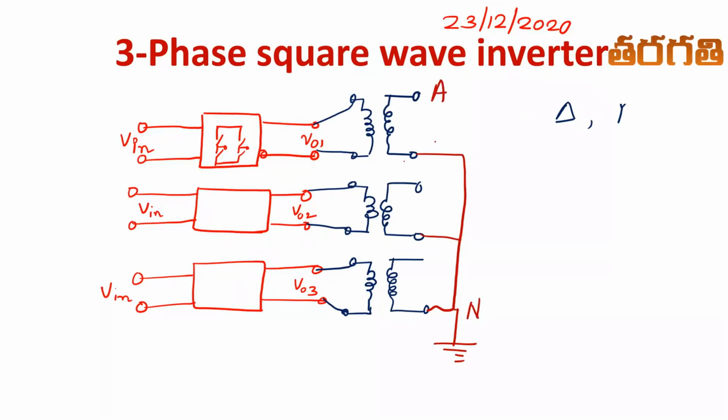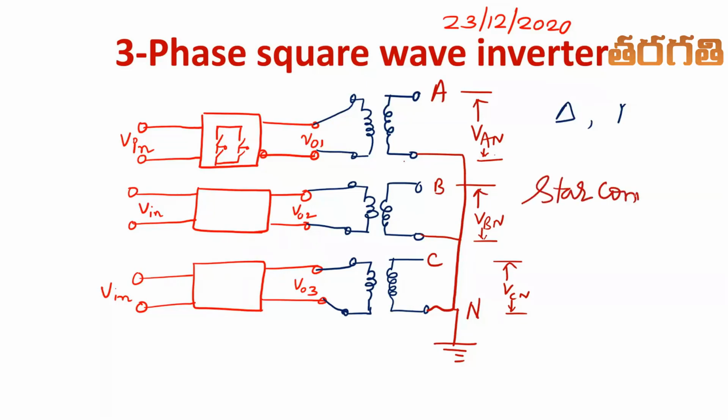This is A and this is B and this is C. So that this is VAN and this is VBN and this is VCN. So this connection is called star connection. We call it a star connected secondary.